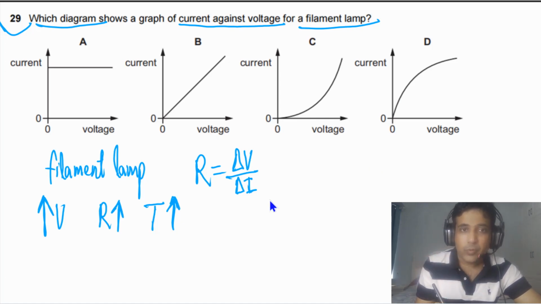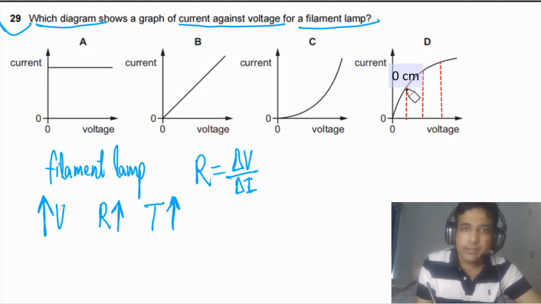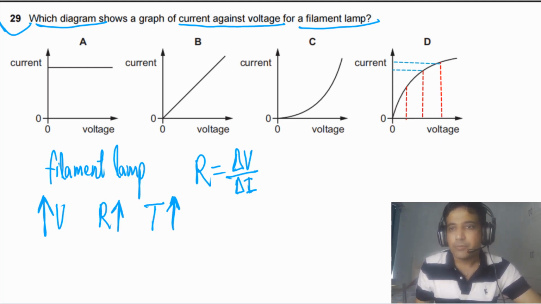One way to find out is if I draw certain lines here. Let's say I draw one line here for the same change in voltage, and I can also draw another line from here, another line here, and we can draw another line here. Now from here it is very clear that for the same change in voltage, the increase in current is getting smaller and smaller. So if I draw another one here, you can see here. This one we can redraw so it looks proper. We can also draw another dotted line here.